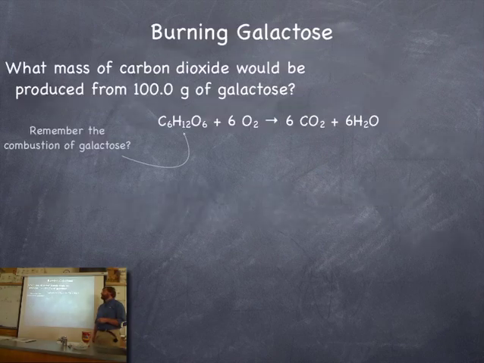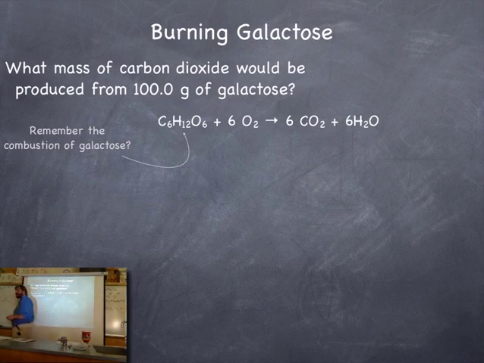Sounds like we should see if we can do this ourselves. What mass of carbon dioxide would be produced from burning 100 grams of galactose? This is the equation. You already figured this out yesterday. This was the example from yesterday, figuring out this equation, right? So I'm giving you 100 grams of galactose, milk sugar, and asking what mass of carbon dioxide would be produced. What's the first thing you want to write down? 100 grams of that chemical formula.